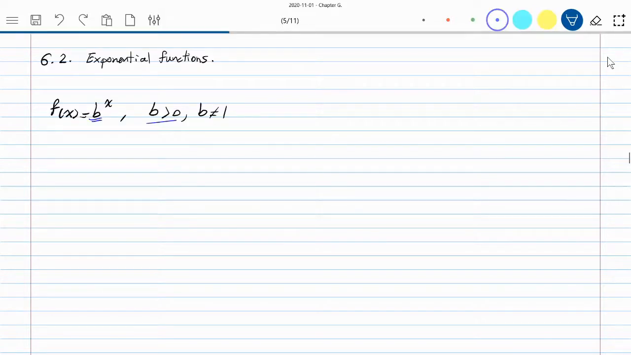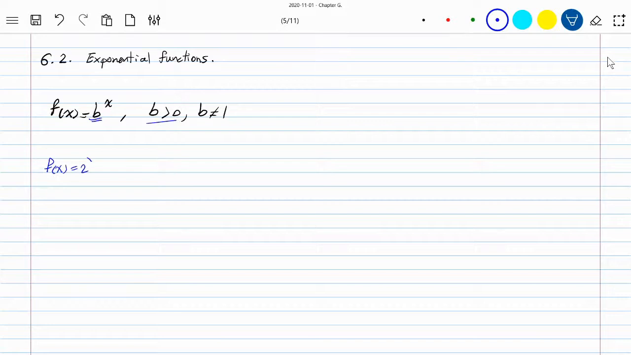That's an exponential function. A simple example would be f of x equal to 2 to the power x. This is an exponential function, base 2. And how does it behave? You can find certain x values and y values to see what this graph looks like. If I pick x to be, let's say, negative 1, 0, 1, 2, four points.